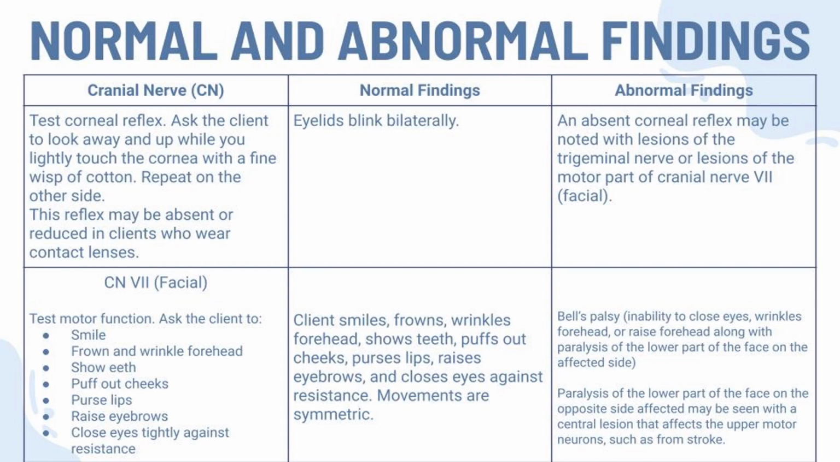Normal findings for this test is that the client smiles, frowns, wrinkles forehead, shows teeth, puffs out cheeks, purses lips, raises eyebrows, and closes eyes against resistance, and movements are symmetric. For abnormal findings, Bell's palsy or the inability to close eyes, wrinkle forehead, or raise eyebrows along with paralysis of the lower part of the face on the affected side.